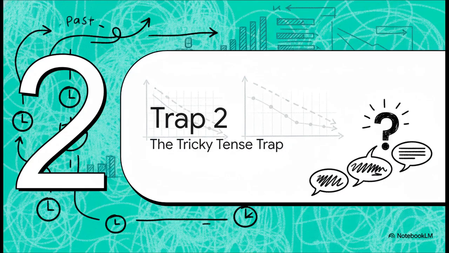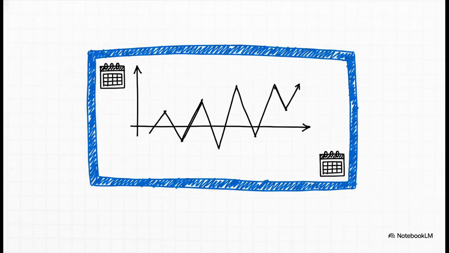Okay, moving on to our second trap. This one's a biggie. It's all about tenses. I call it the tricky tense trap. Now, I know describing data from the past can feel super confusing, but there is one single idea that makes everything, and I mean everything, so much simpler. This is it. This is the secret.